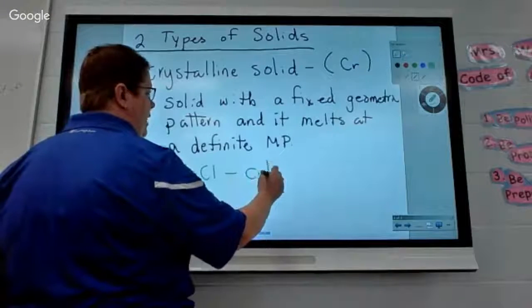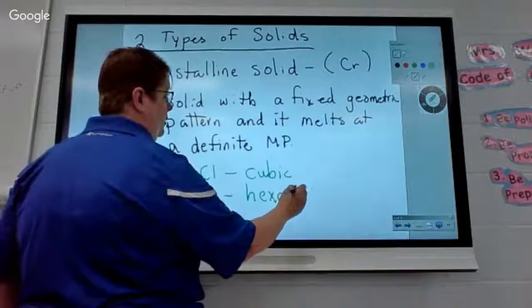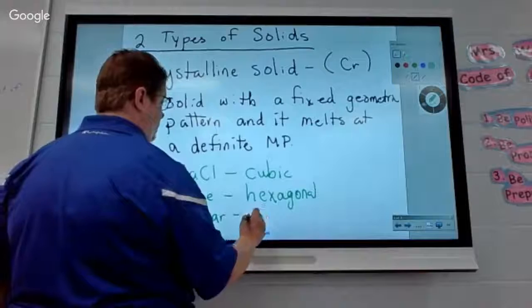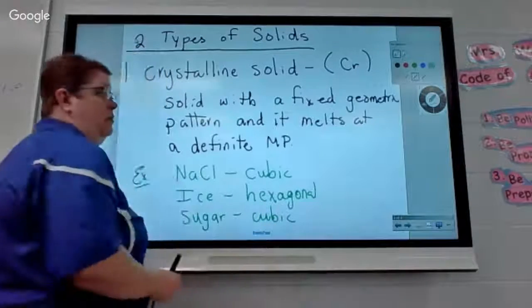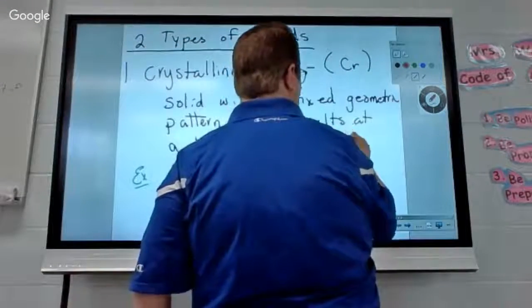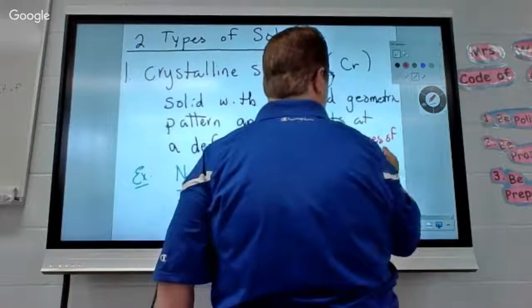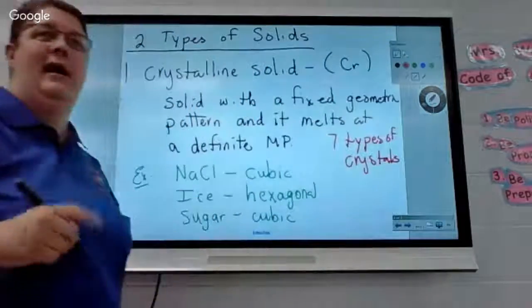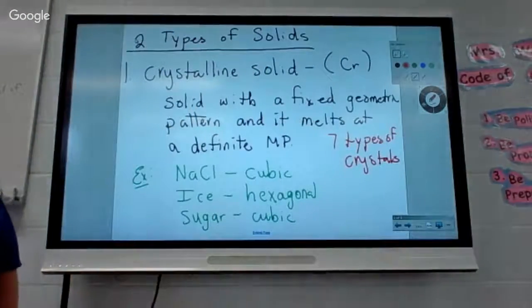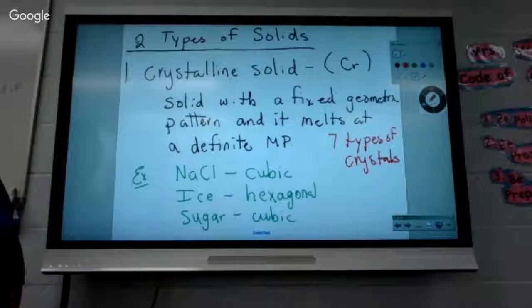All right, salt has a cubic shape. Ice is hexagonal. And sugar is also cubic. Now, if you remember back when we did bonding, when I talked about the crystal lattice, I told you there were only 7 types of crystals. These are 2 of them. Okay, cubic is one of them. Hexagonal is one of them. I'm not going to tell you what the other 5 are because you don't need to know them. All right. There's orthorhombic. There's rhombohedral. There's a couple other. I'd have to look them up because even I don't have all 7 of them memorized. But those are 2 of them.